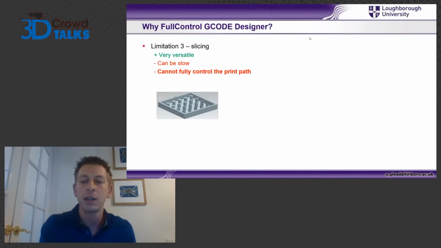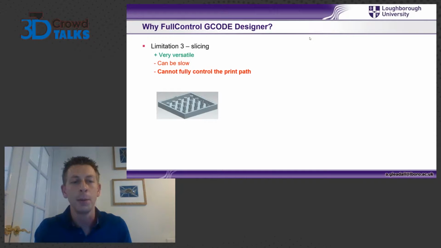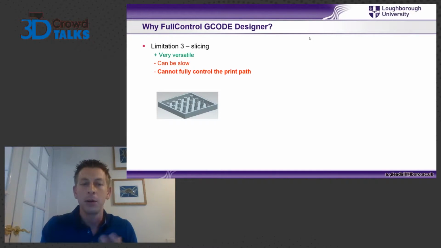And then the other limitation is slicing. So this is the main one. Once you've got your CAD model and you want it to print, we did a test here where we printed some hollow cylinders with different wall thicknesses. So you can see that on the screen there.